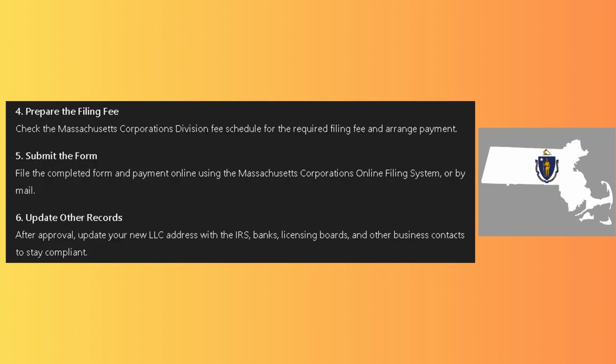Prepare the filing fee. Check the Massachusetts Corporations Division fee website to find the filing fee schedule and arrange your payment. Submit the form. File the completed form and payment online using the Massachusetts website or by mail.